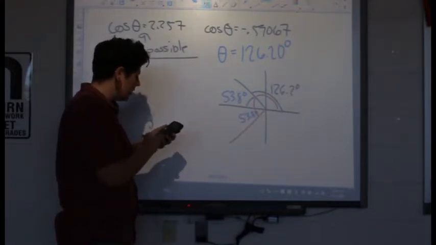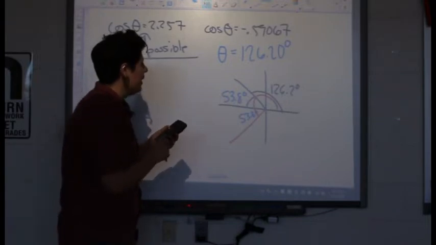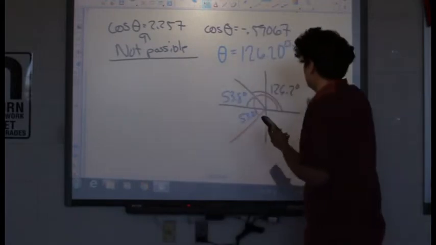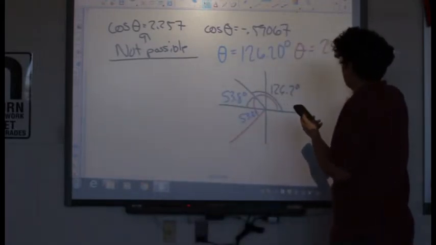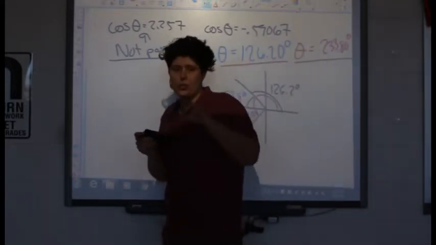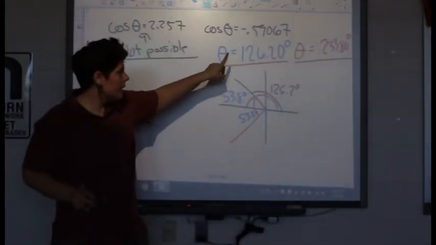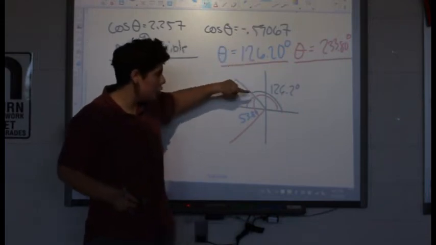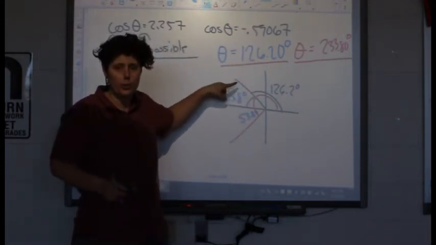So I'm going to say 180 degrees plus 53.8, and that gives me my second theta of 233.80 degrees. Those are my two answers. I know I have two answers because cosine is negative in two places, so I must include both.